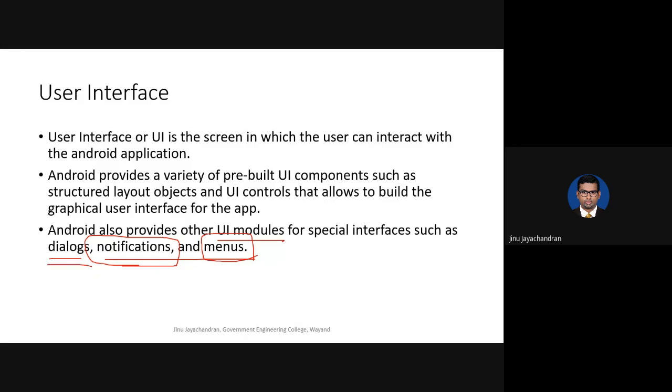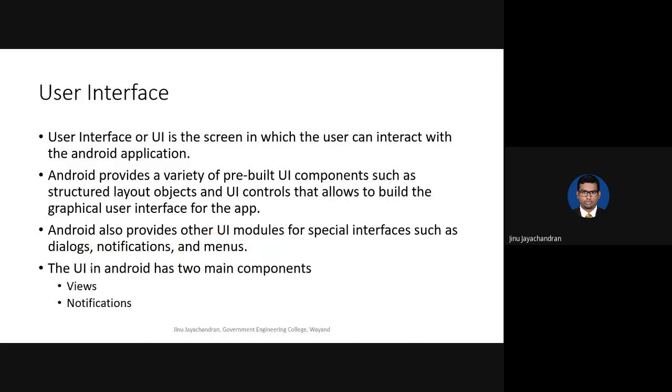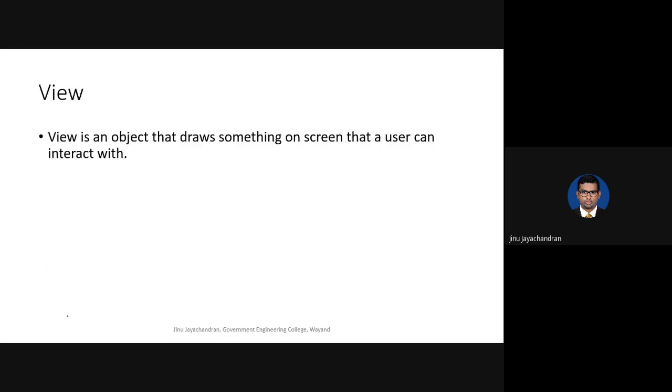And there's something called a dialogue. As the name indicates, in a dialogue you can talk both ways. The application might ask you for something and you can answer, or you can tell the application what it needs to do. So there are two main components in Android for UI: views and notifications.